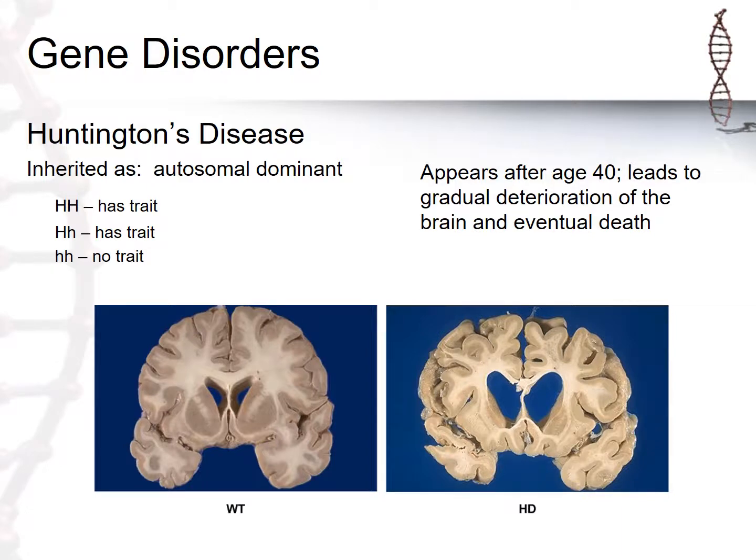Huntington's disease appears after age 40. It leads to a gradual deterioration in the brain and eventually death. You can look at the two images of the brain. The WT means wild type, without the disease, and HD means Huntington's disease, and you can see the significant changes in the brain.